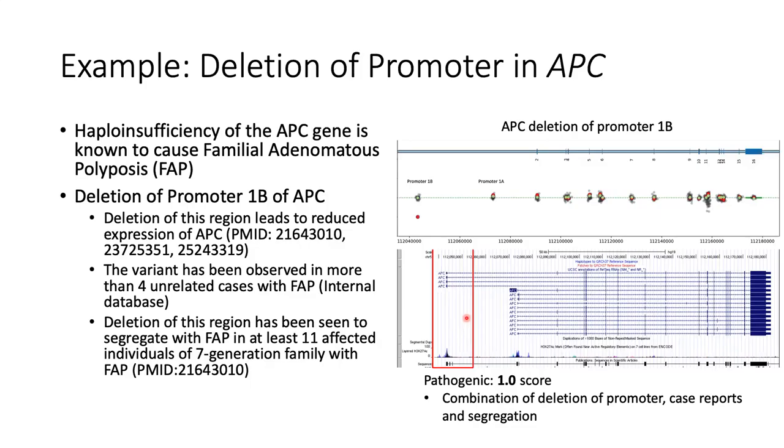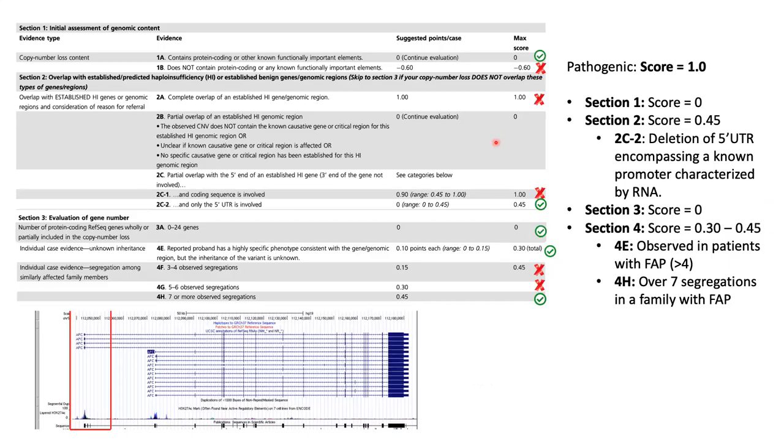So let's see how this works. Okay, so we go through the same exercise. Here it gets trickier. Okay, so the question is: is the coding sequence involved? No, the answer is no. So we cannot apply one point. And is only a 5' UTR or the promoter involved? The answer is yes. And since this is a well-characterized promoter, I will upgrade from the default to 0.45. Okay, and then we have to continue moving through the rubric.